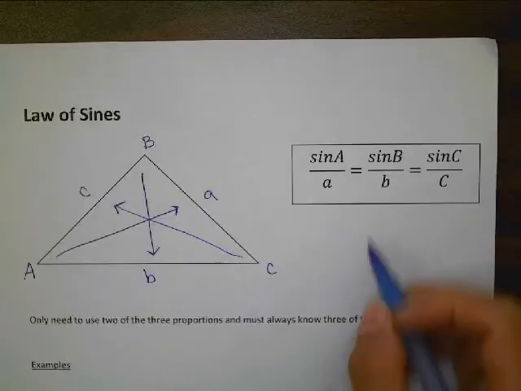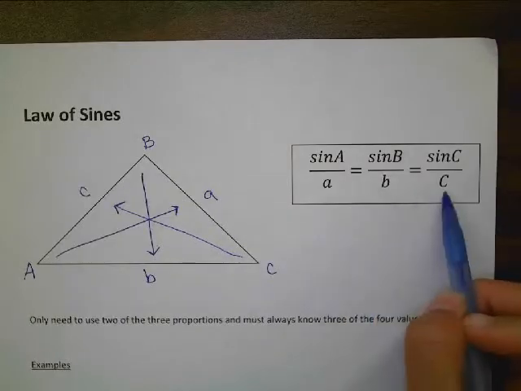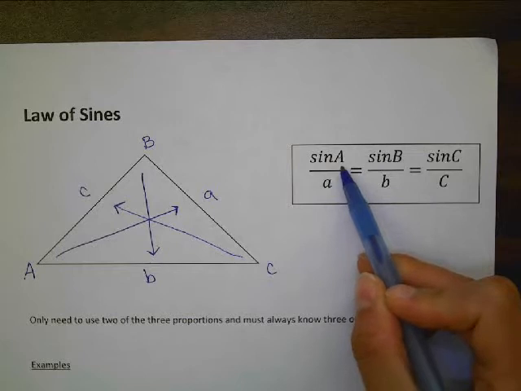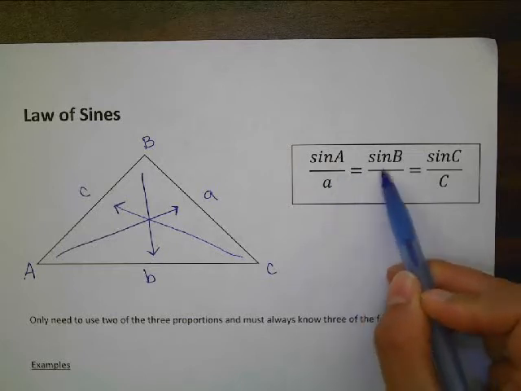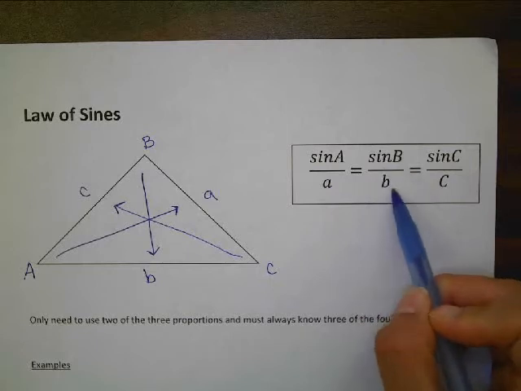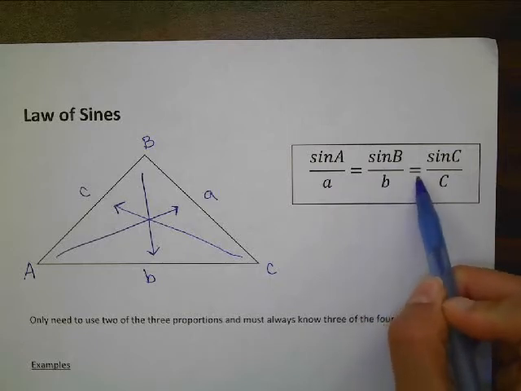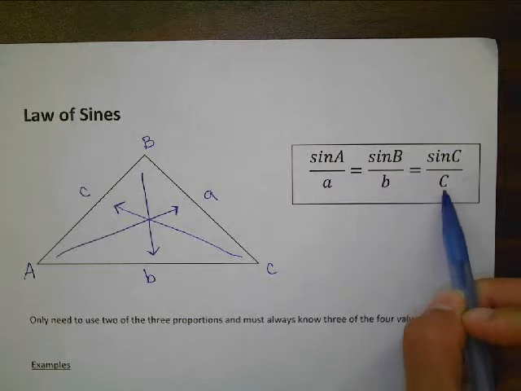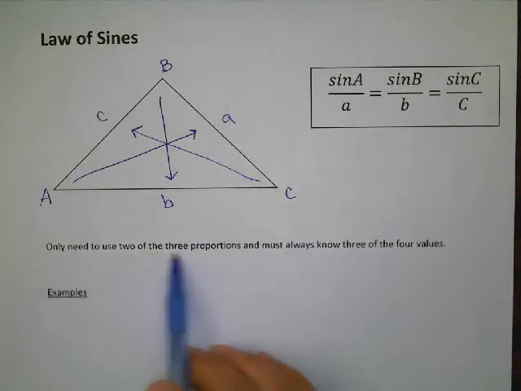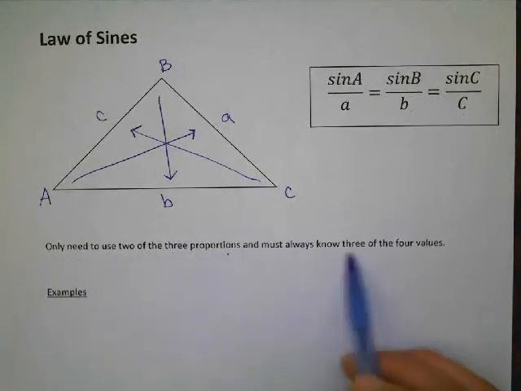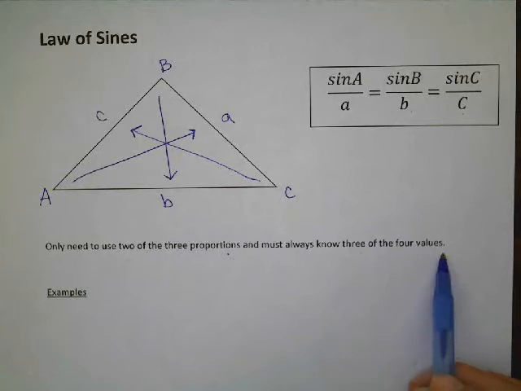Now the law of sines is this proportion right here. Sine of A, notice that's a big A, so that's the angle, divided by side A, equals sine of angle B divided by side B, which is also equal to sine C divided by side C. Now this sentence right here says that you only need to use 2 of the 3 proportions and must always know 3 of the 4 values.